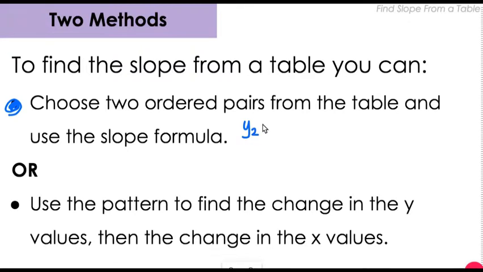Reminder, the slope formula is where you take y2, like the second y, minus the first y, over the second x minus the first x. That's our slope formula. Or you can use a pattern to find the change in the y values, then the change in the x values. So this is where you'll see change in y over the change in x.